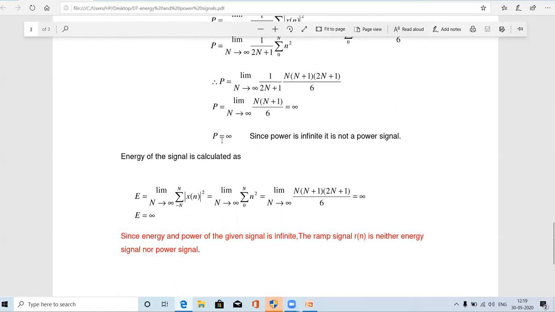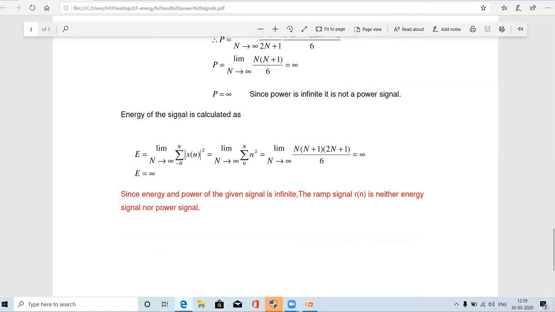What is the power value of this unit ramp? It is infinite. Power value is infinite means this signal is not a power signal. Then it may be an energy signal or not, we have to verify using the energy formula. So you write the energy formula, and in this formula you substitute the x of n value. What is x of n? n. So x of n squared means n squared. The summation for this one is n into n plus 1, 2n plus 1 divided by 6. Now you substitute the n value. If you are substituting, the energy value is also infinity.